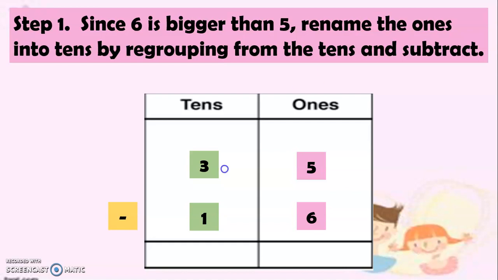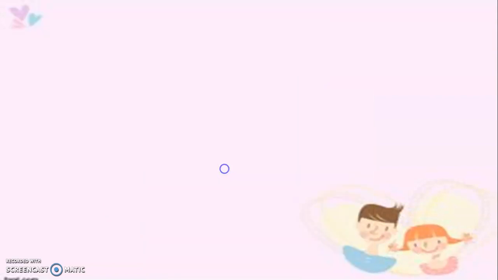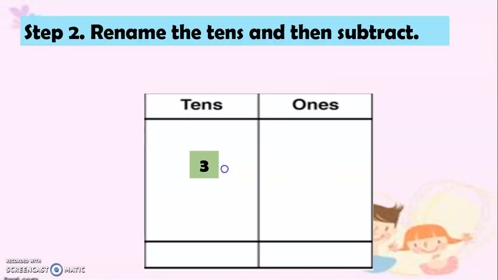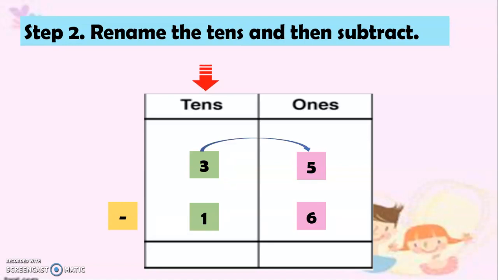So we will regroup from the tens place. So 5 now becomes 15. So now we're going to subtract 15 minus 6, we have 9. And now, for step 2, 35 minus 16. Now, we regrouped from the tens. That's why 5 is renamed as 15, and 15 minus 6 is 9. And now, 3 is renamed as 2. And 2 minus 1 is, of course, 1. So we have 19 as the difference.